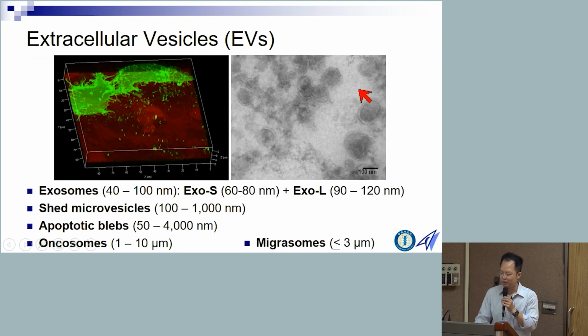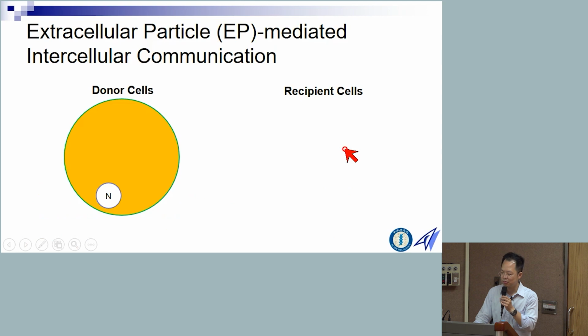In addition to vesicles, there are also particles. David Lyden's group from Cornell Medical School coined the term exomeres. They don't have the lipid bilayer. Essentially, they're just particles. And for the longest time, people thought that these are garbage released by cells.